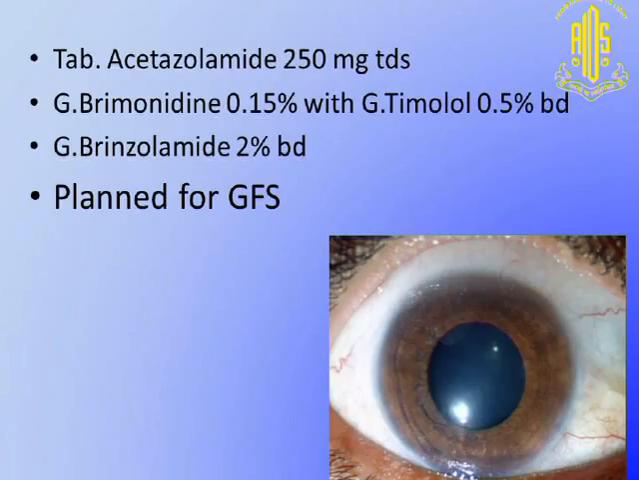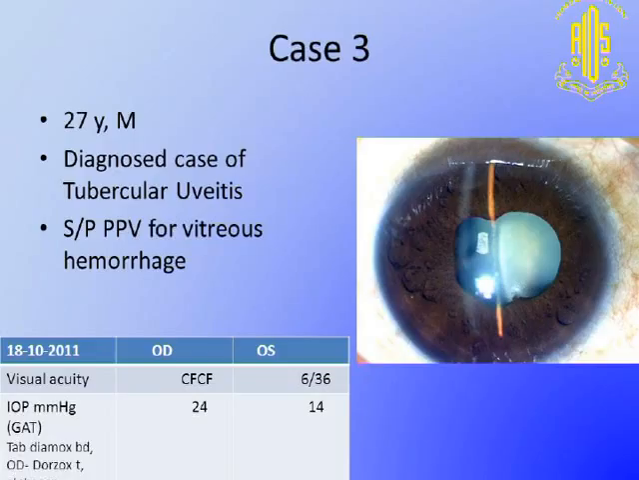So this patient would need surgery, and what surgery you want to do, that again could be debated, because uveitis is not associated with good surgical outcomes, but one can start with trabeculectomy with mitomycin C, or you can do something different.